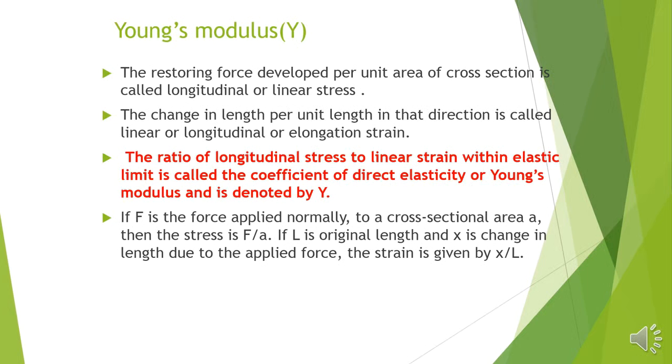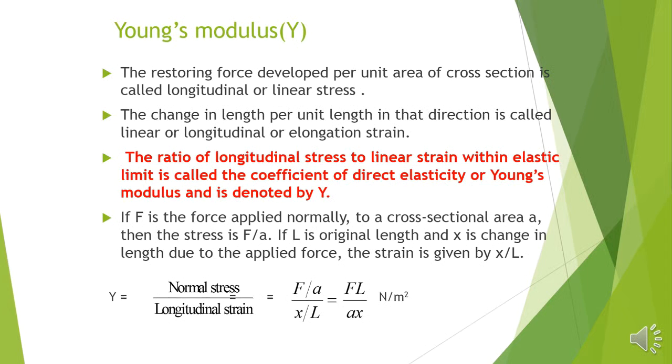If F is the force applied normally to a cross-section area A, then the stress is given by F divided by A. If capital L is original length and X is change in length due to the applied force, then strain is given by X divided by L. Then Young's modulus Y is equal to normal stress divided by longitudinal strain, that is equal to F by A divided by X by L. Simplification gives us F into L divided by AX. Unit is Newton per meter square.